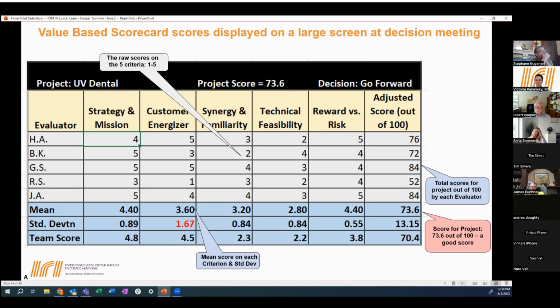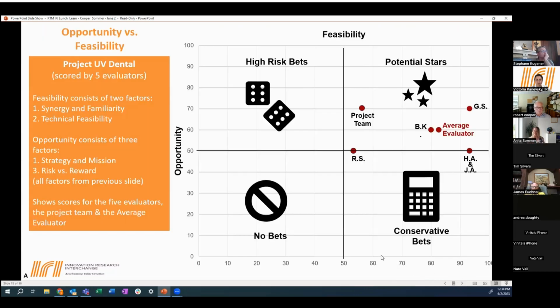Next slide. Could go into a lot of details here. Right. So what happens when you then have scored the projects is that you can rate them into a 2x2 matrix. And who doesn't love a simple 2x2? So this is a classic one, with the potential stars being high visibility, high opportunity. You have your high risk bets there in less visibility, but still high opportunity, and your conservative bets. And of course, you don't want to go for the ones that are in low opportunity, low feasibility.